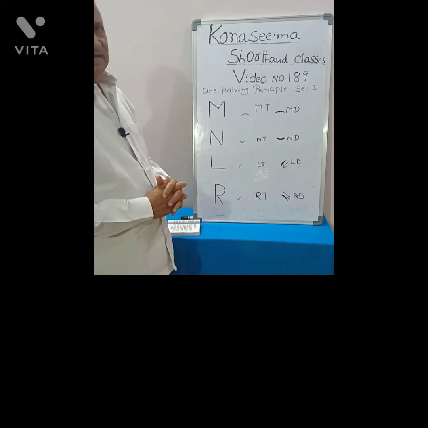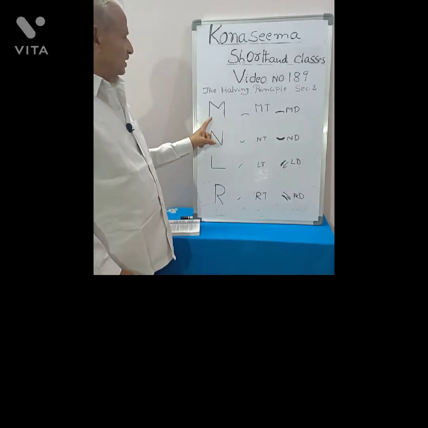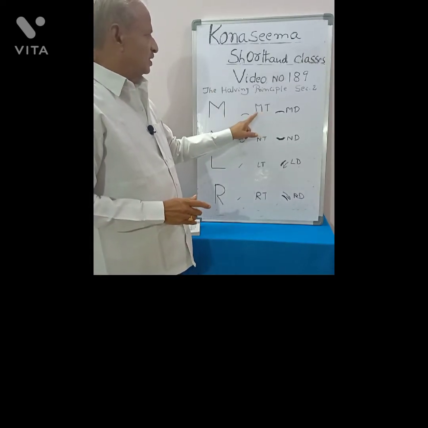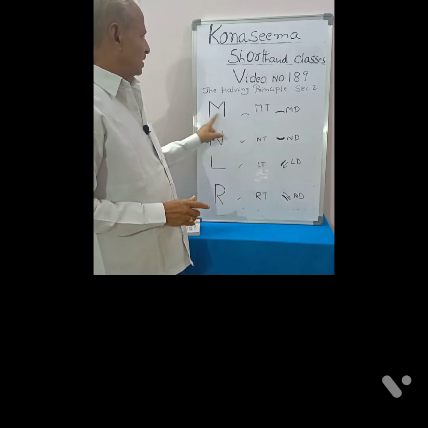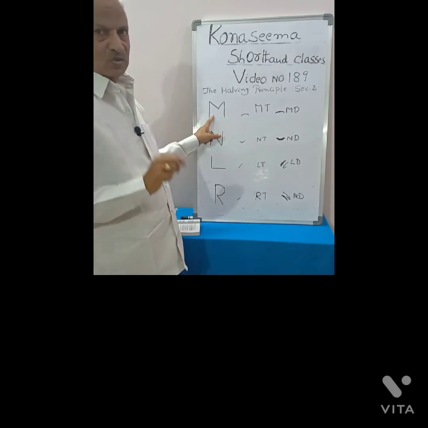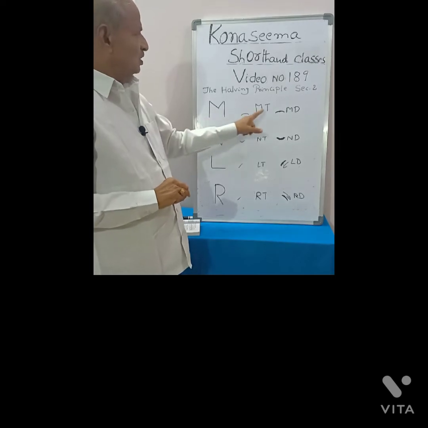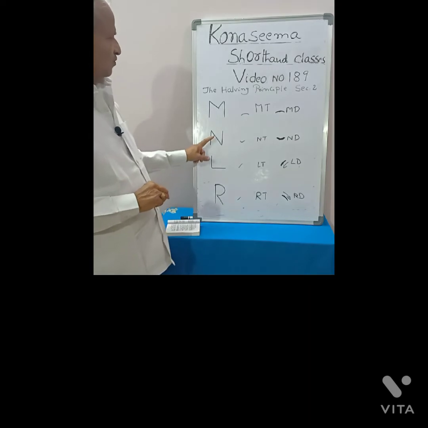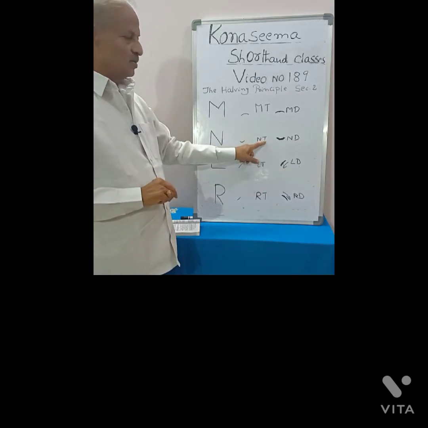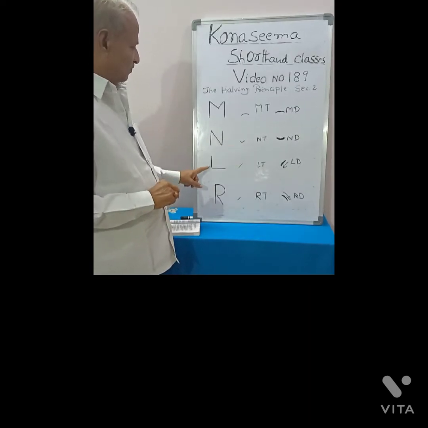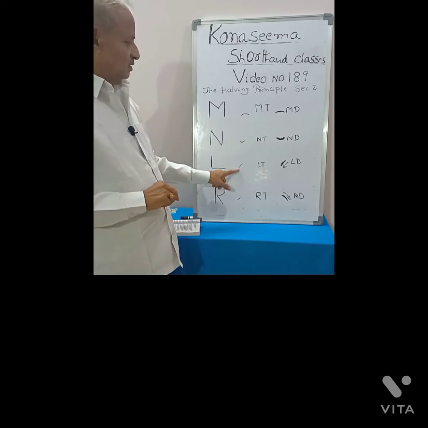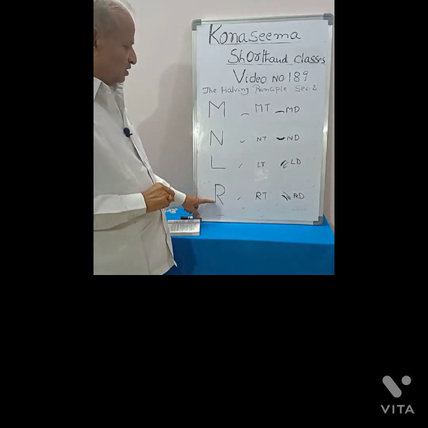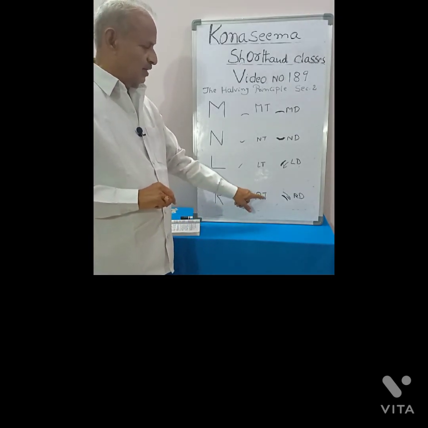If the stroke M is halved, addition of T will come, MT, because M is the light stroke, T will come additionally. Like that, if N is halved, T will come additionally, NT. If L is halved, it will become LT. If Ray is halved, it will become RAT.